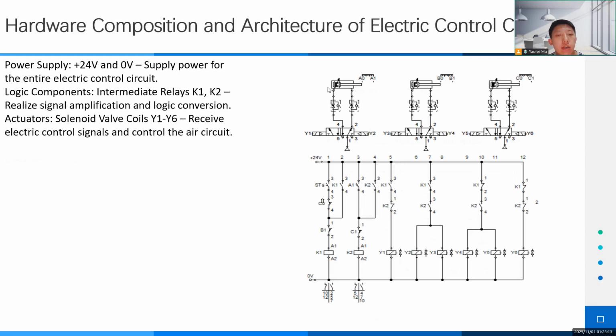To make the system work, we need an electrical control circuit. Its main parts are, first, the power supply. It provides 24 volt and 0 volt electricity. This is like the battery for the whole circuit. Logic components. These are intermediate relays K1 and K2. They make signals stronger and change logic, like turning a start signal into a more stable signal. Actuators. These are the solenoid valves Y1 to Y6. They get electric signals from the circuit and then control the air flow for the cylinders.